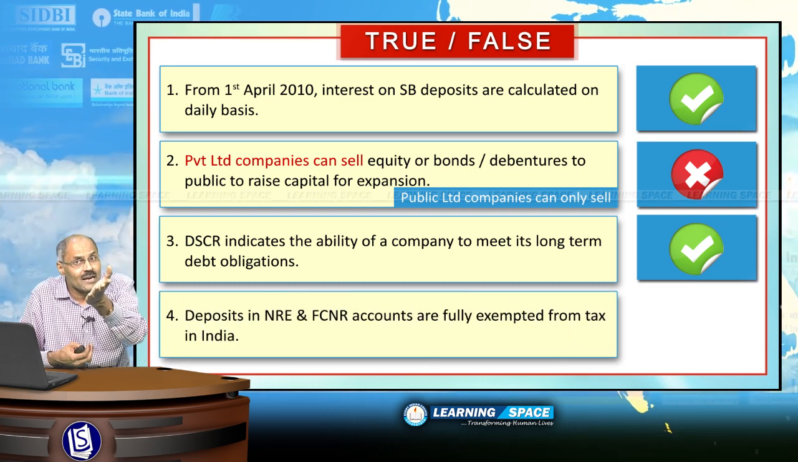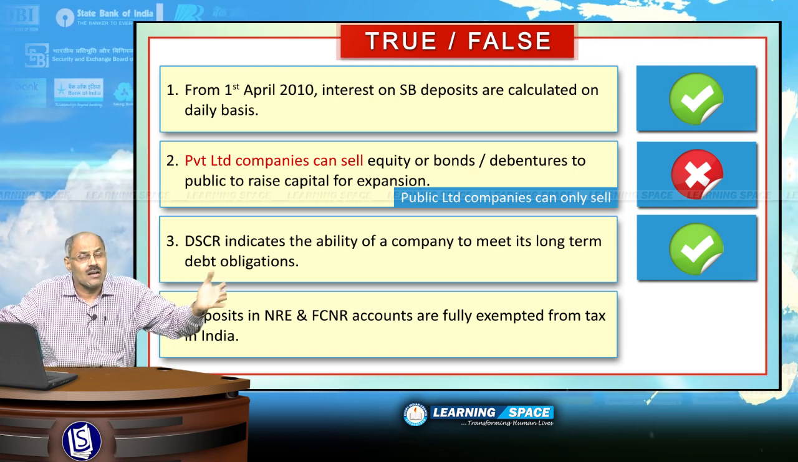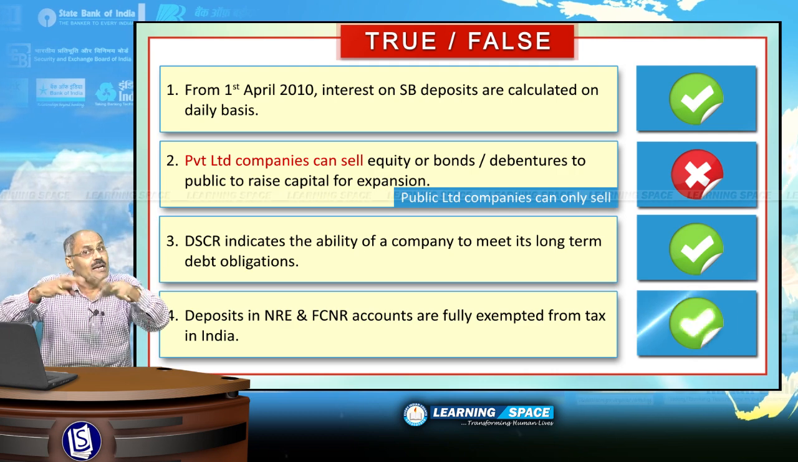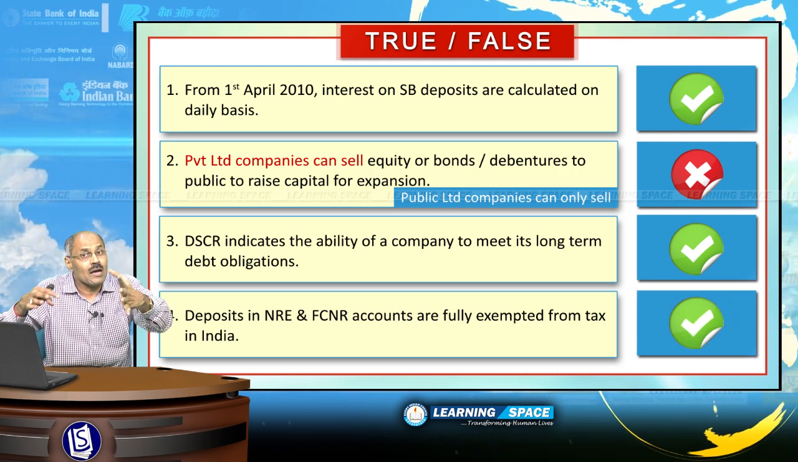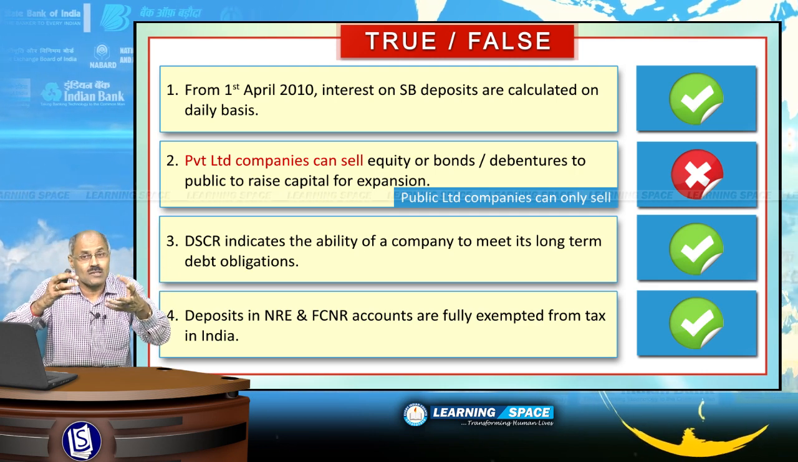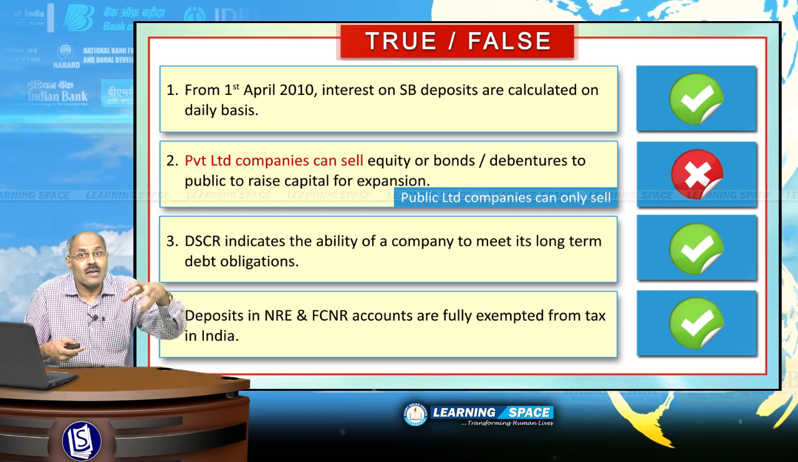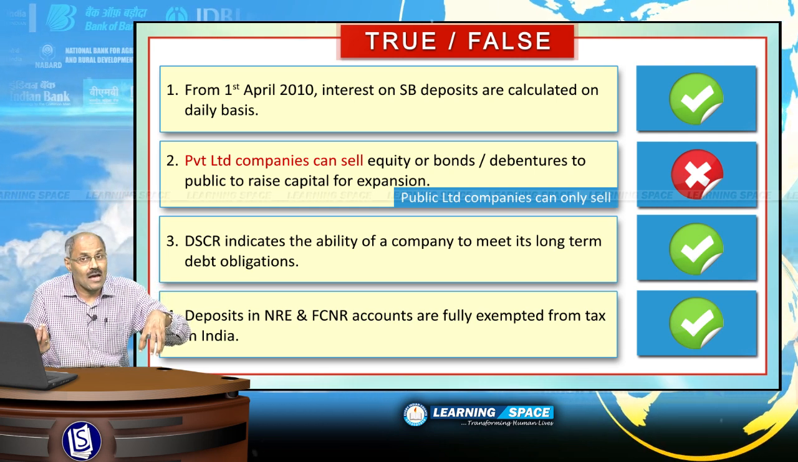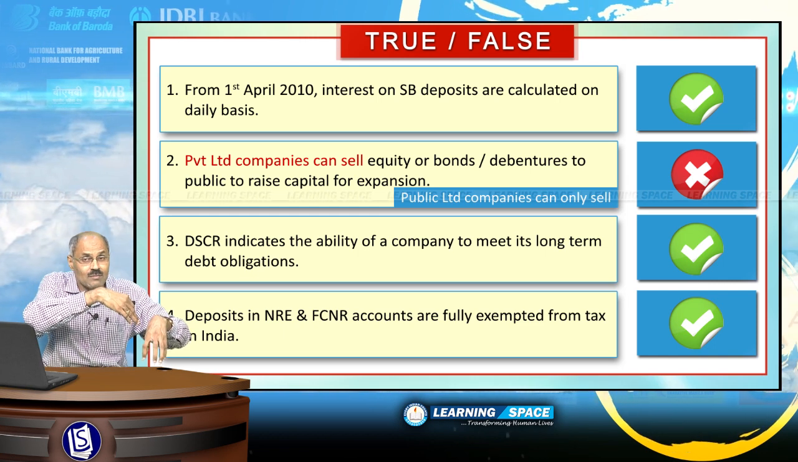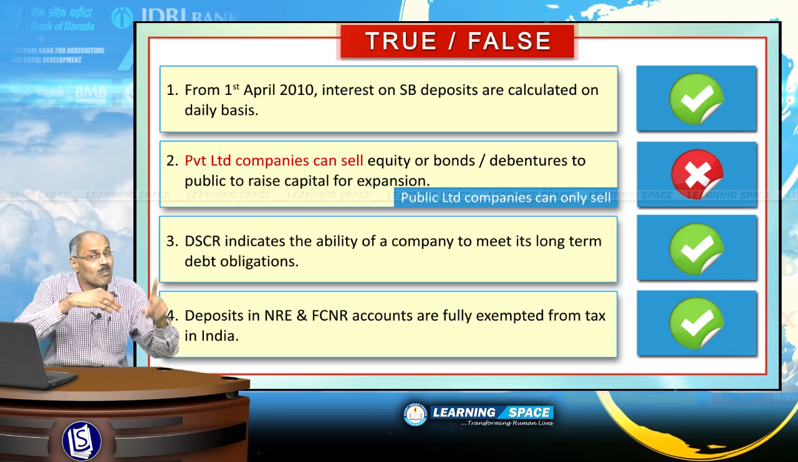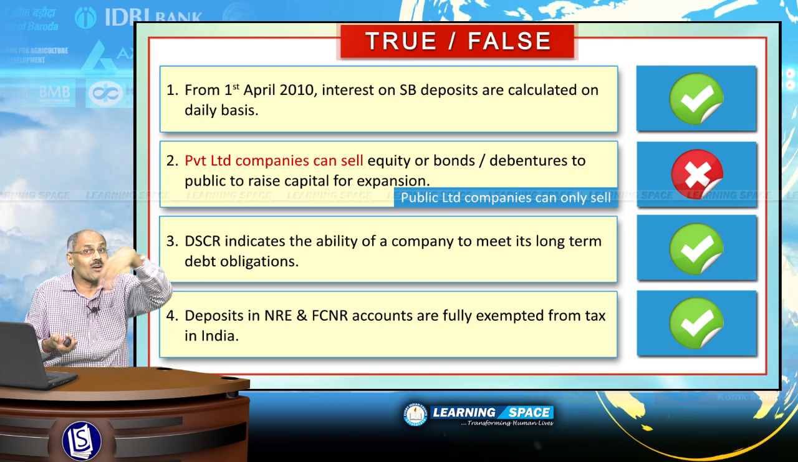Deposits in NRE and FCNR accounts are fully exempted from tax in India. Absolutely right sentence. Indian government has got no say on those monies. Deposits in NRE and FCNR accounts are fully exempted from tax in India, but NRO accounts, because they are basically the money earned in our country, that's why that is taxable in India, but not NRE and FCNR, because they are earned on foreign land, not in India.